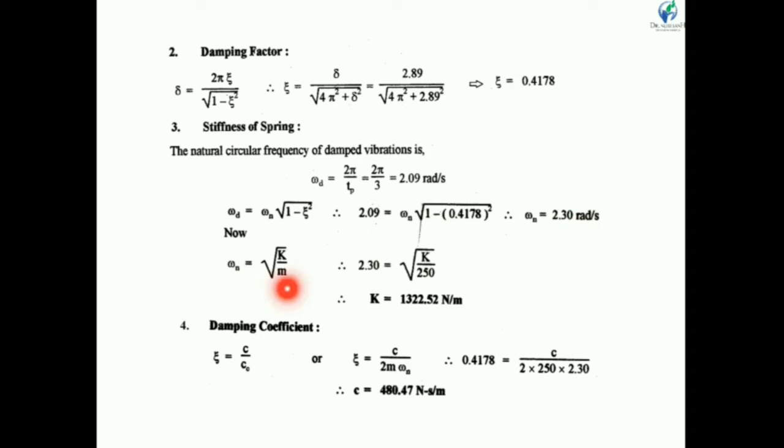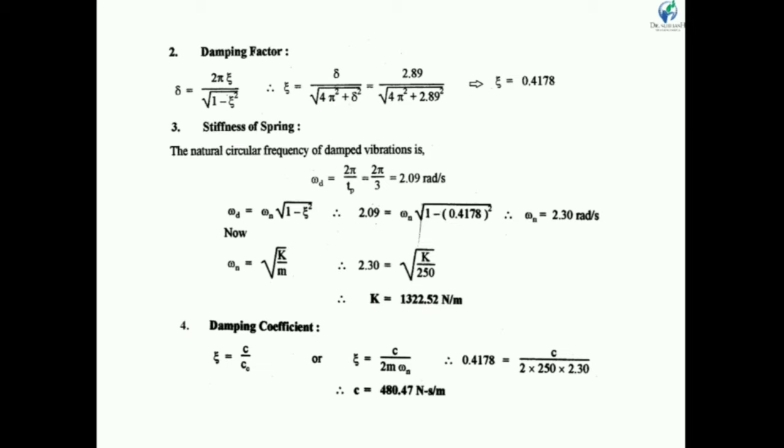Now omega n is the natural frequency, so it is equal to root k by m. So if we put the value of natural frequency, 2.30 is equal to root k by 250, because m, the mass of bike, is 250. So we get k is equal to 1322.52 Newton per meter. So we obtain k.